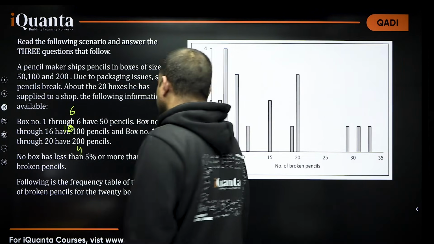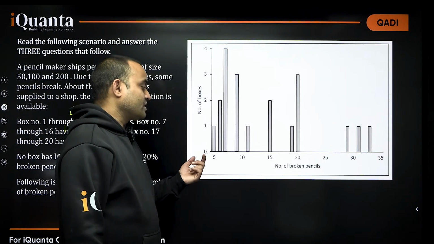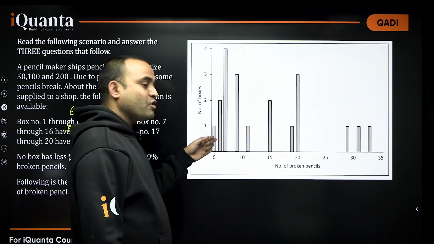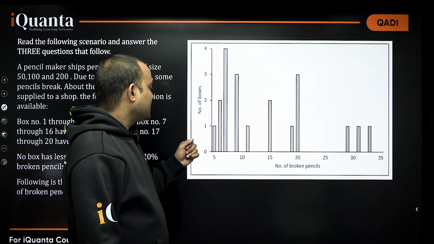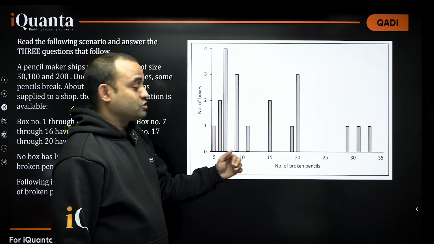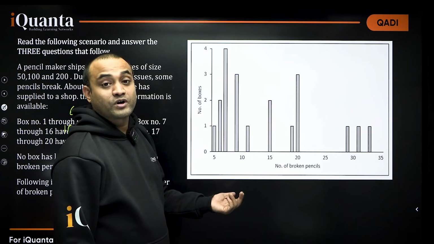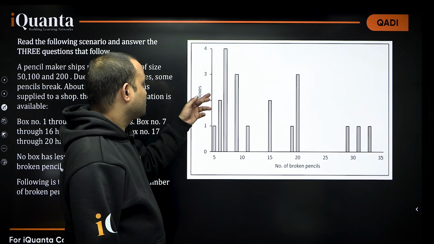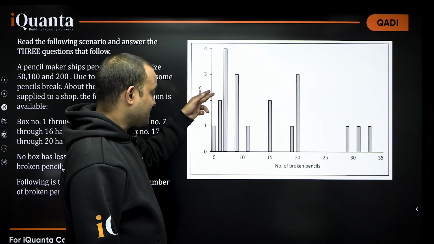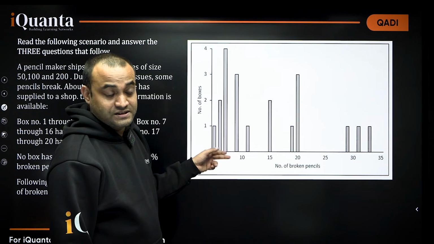This is the frequency given, like the number of boxes of pencils. It lists the number of broken pencils and the number of boxes. There is 1 box of pencils which has 5 broken pencils. There are 2 boxes which have 6 broken pencils, right? So what do we know?